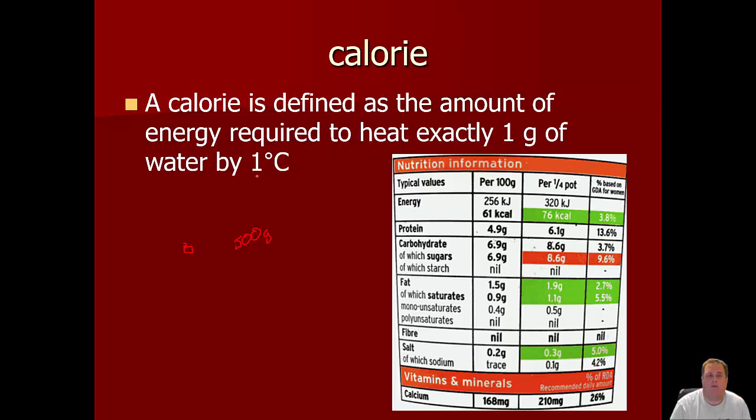And 1 degree Celsius. Well, if we wanted to heat that water up in your water bottle by only 1 degree Celsius, that would take us 500 calories. So the unit of a calorie is not that large.